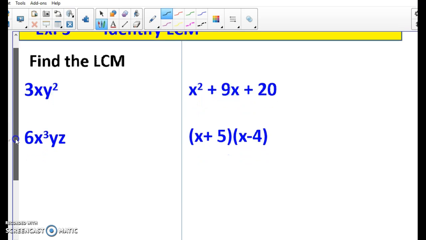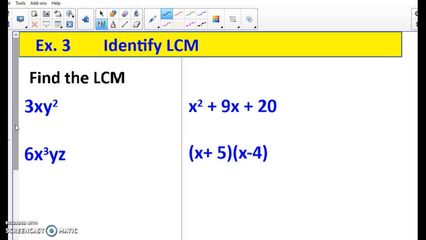Sometimes we're going to have to find the least common multiple. Do not get it confused with the greatest common factor. So the lowest that I can make both of these. My least common multiple between 3 and 6 is 6. I have an x and I have an x to the third. My biggest one there is x to the third. I have a y squared and a y. So again, my biggest one there is the y squared. I have a nothing and a z. So my biggest one there is a z.